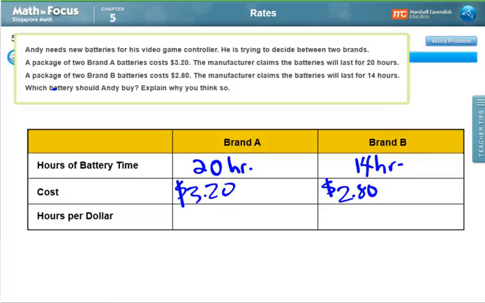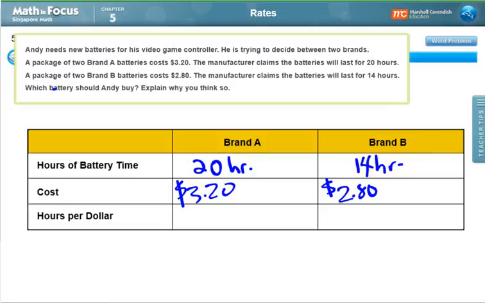Well, it's not necessarily that simple, because you've got to think about what the cost per hour of battery is going to be. We need to figure out the unit cost for buying these batteries. And this is something that happens in grocery stores all the time. If you look at the price tags on those shelves, usually in the bottom corner, there is a unit cost, a unit rate, so that you can compare what the best deal actually is. So hours per dollar, we're going to do 20 divided by 3.20, because per tells us to divide.